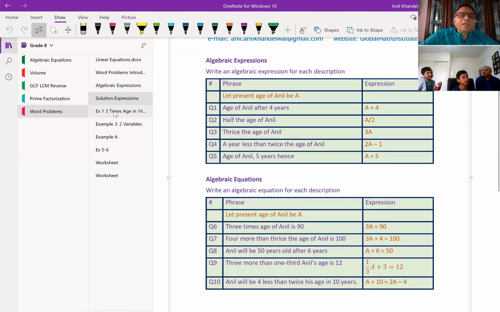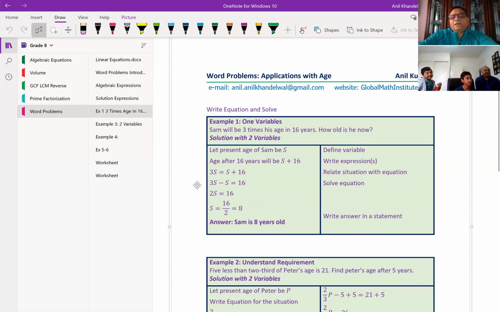Perfect, right? Now, let's see how to solve word problems related to age. So I'm very confident about this part that you can definitely write down expressions and equations. And now we are going to see how we solve the equations. So here is example number 1, which involves only one variable. Sam will be 3 times his age in 16 years. How old is he now? How will you solve this?